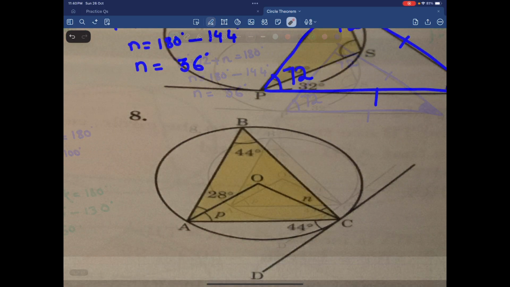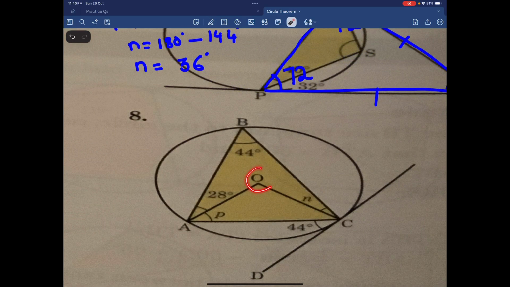Okay, and so in this question, the center is marked clearly. All the lines originating from the center to the circumference of the circle qualify as the radius. So OA is a radius and OC is also a radius. Okay, and then we have a tangent DC. The angle between tangent and radius is 90 degrees. So this total is going to be 90 degrees, right?